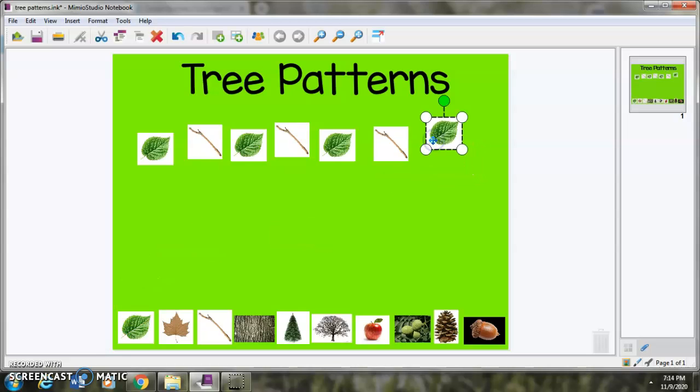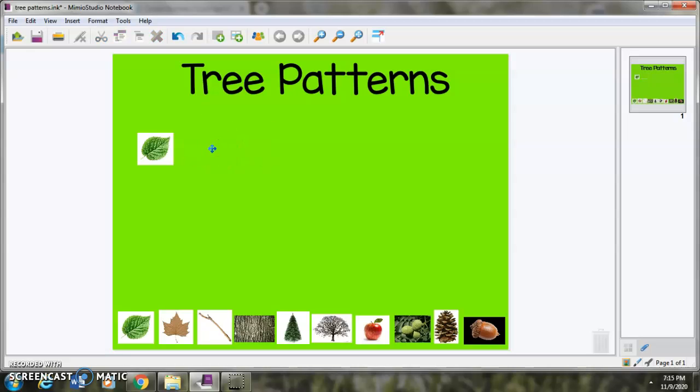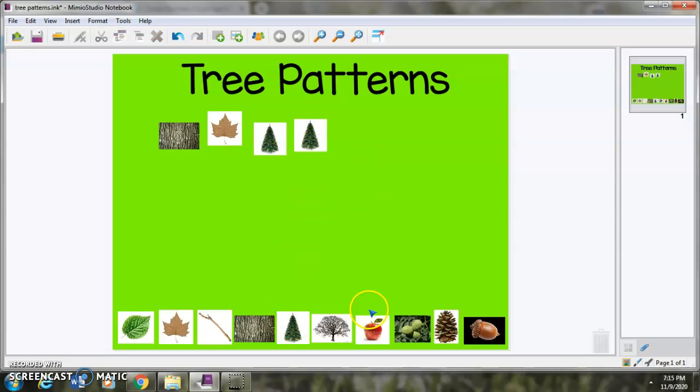There we go. Okay, so let's try another one. See if I can make another pattern. I'll get these out of the way here. Okay, what if I did bark, brown leaf, evergreen tree, another evergreen tree, apple, walnuts, and a pine cone. Tell your person that you're working with, is this a pattern? What do you think?